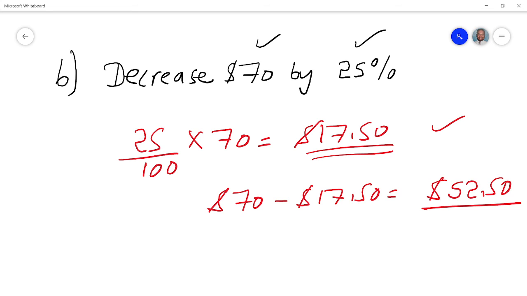In the next set of videos, we're going to be talking about application of consumer maths, like for example using profit and loss, commission, and discounts.